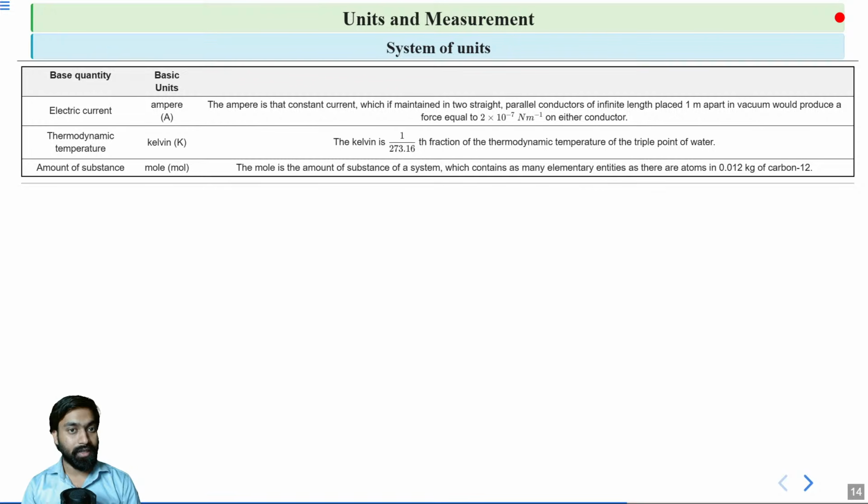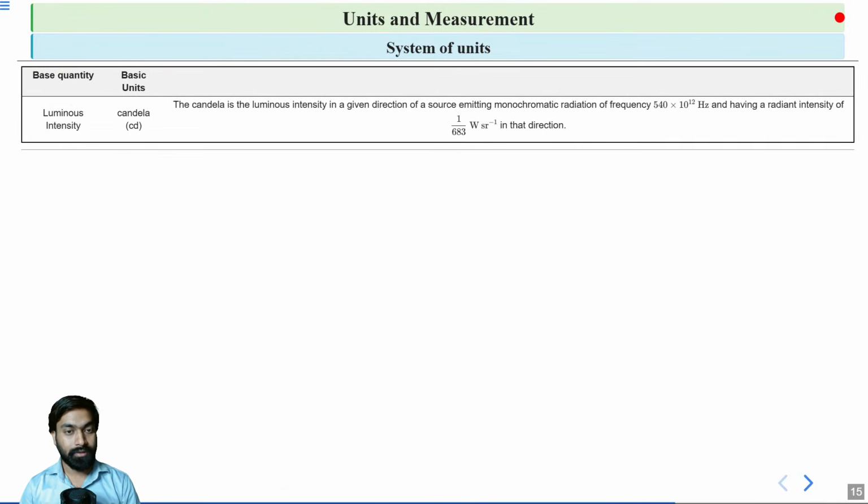And another base quantity is thermodynamic temperature, and the unit is Kelvin. And the last one, amount of substance, the base quantity, and its unit is mole. So we can say mole is that quantity of any substance that contains as many elementary entities such as atoms, molecules, ions, etc., as there are atoms found in 0.012 kilogram of carbon 12. Clear?